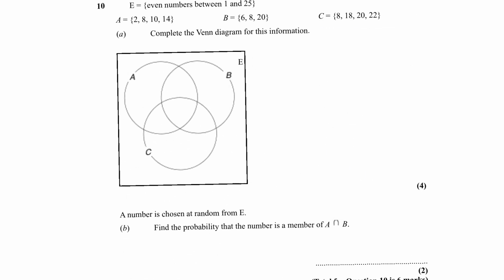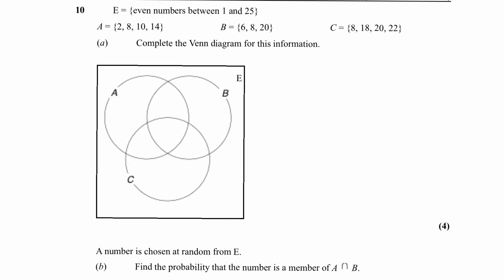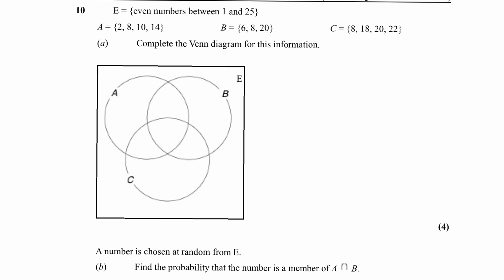Then moving on to question 10. Question 10 says that we've got our Venn diagram, and it says that E is the numbers between 1 and 25, and that A is 2, 8, 10, and 14, B is 6, 8, 20, and C is 8, 18, 20, 22. So now it wants us to complete the Venn diagram.